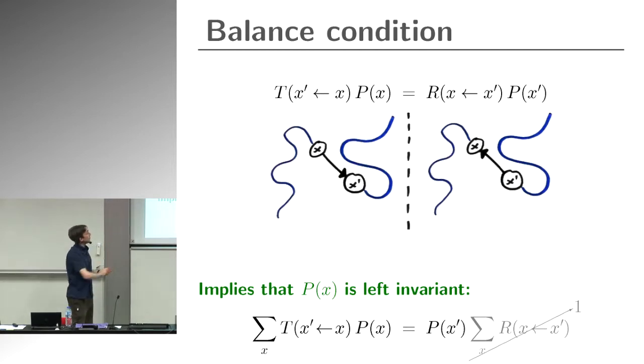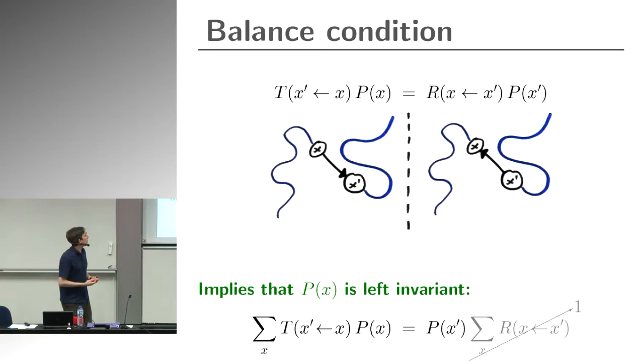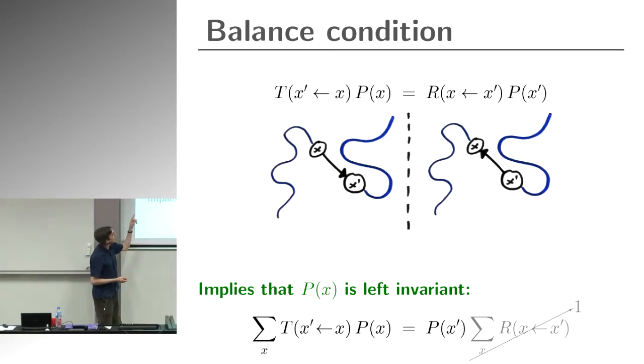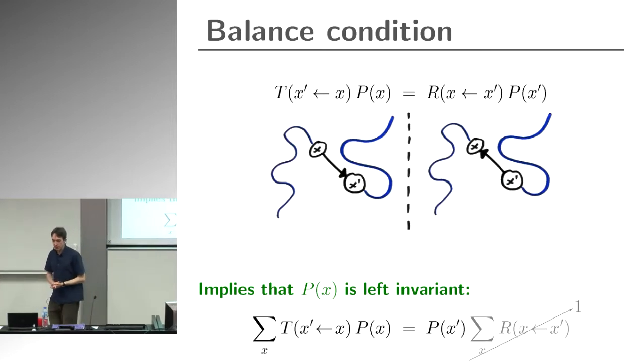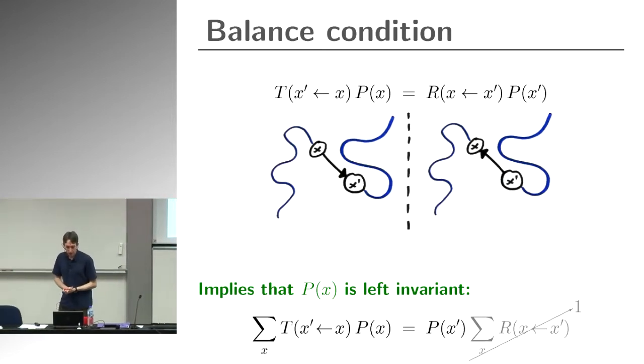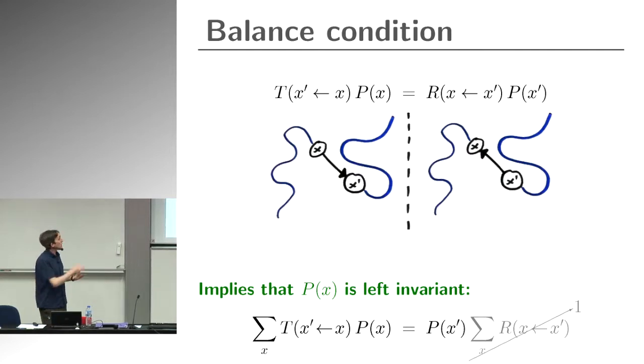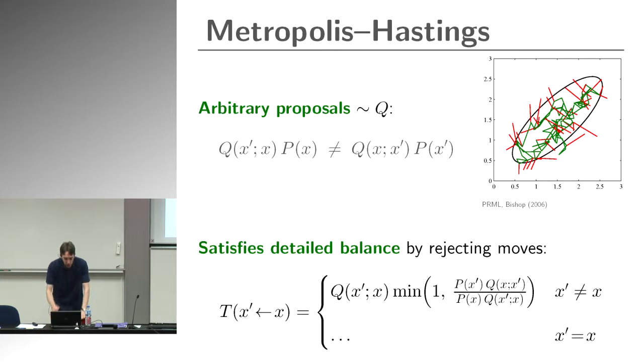This balance condition is necessary. It's also sufficient to prove the property we want. So if you sum both sides of it over x, you return the invariant condition that you have to satisfy. So a way to prove that a Markov chain is valid is you come up with some description of how you would reverse it, and then you're done. So the Metropolis-Hastings algorithm does satisfy this balance condition.